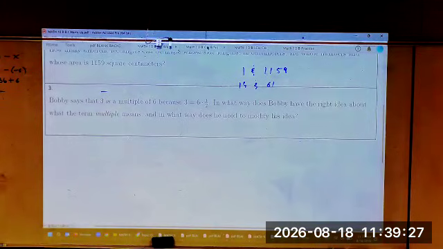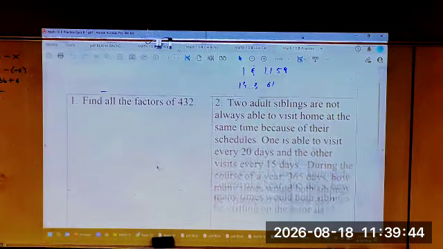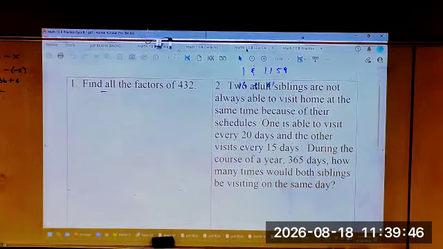So I'm going to give you this one. I'm going to send you this quiz prep for the quiz on Thursday. Find all the factors and do a word problem. And we'll go over this during the 11 part.